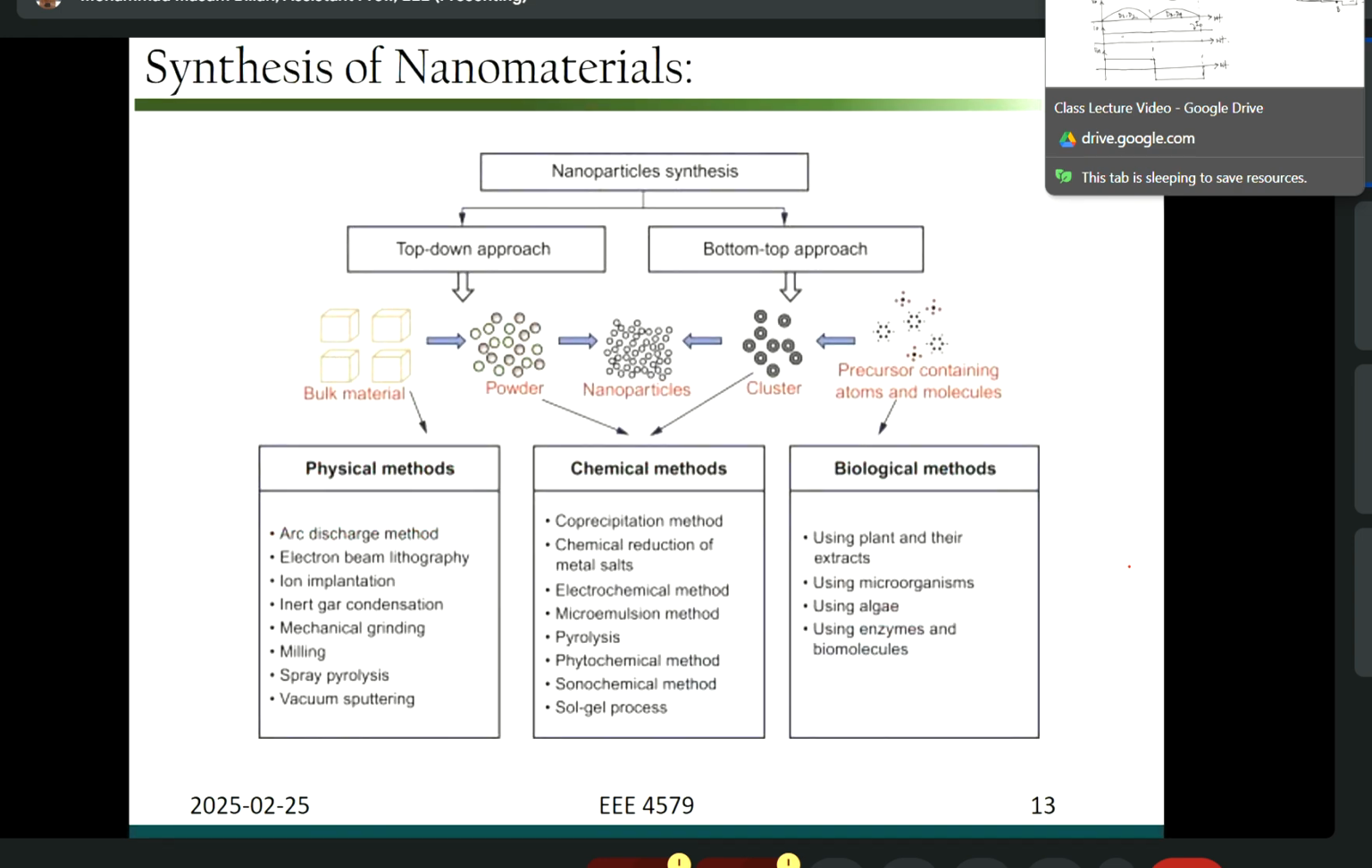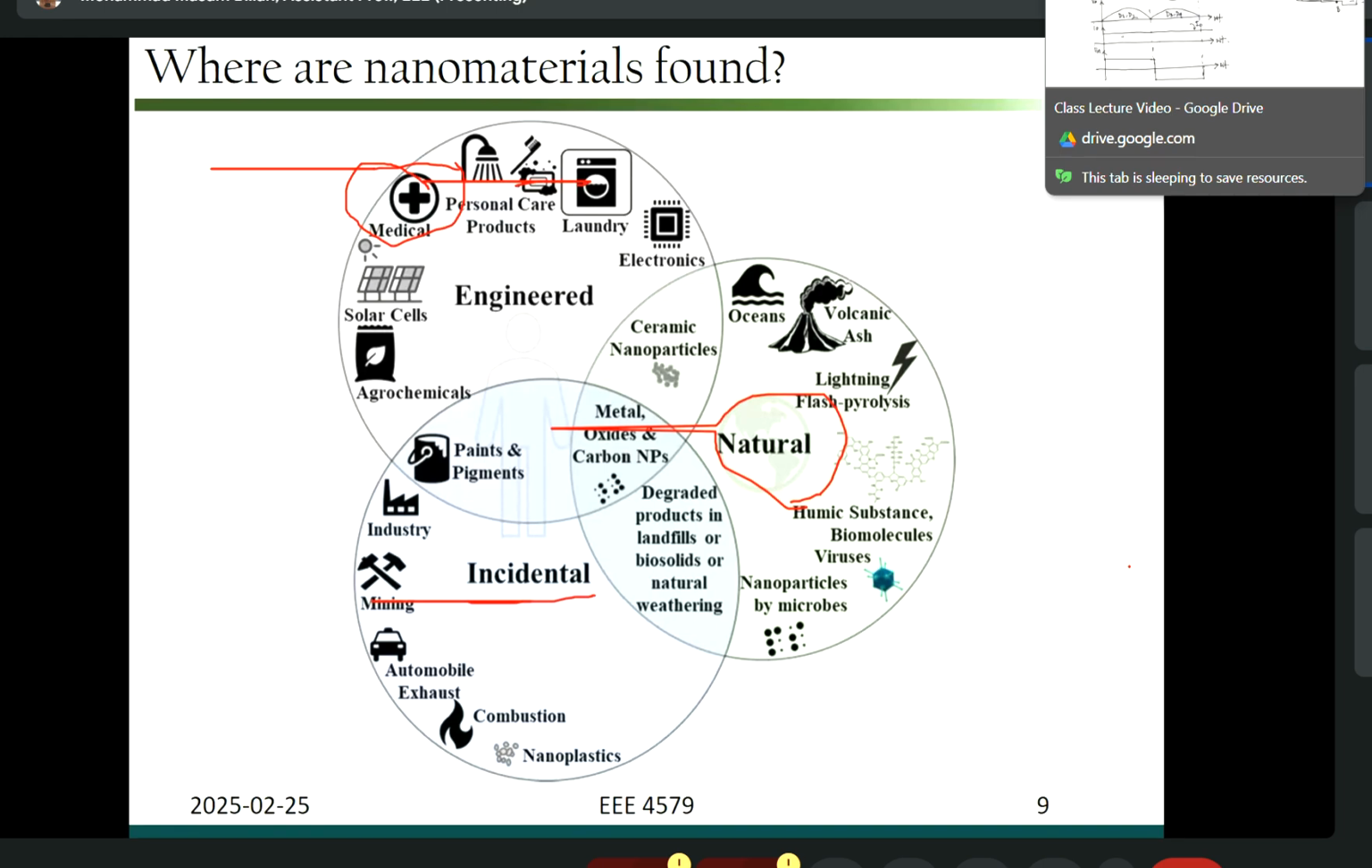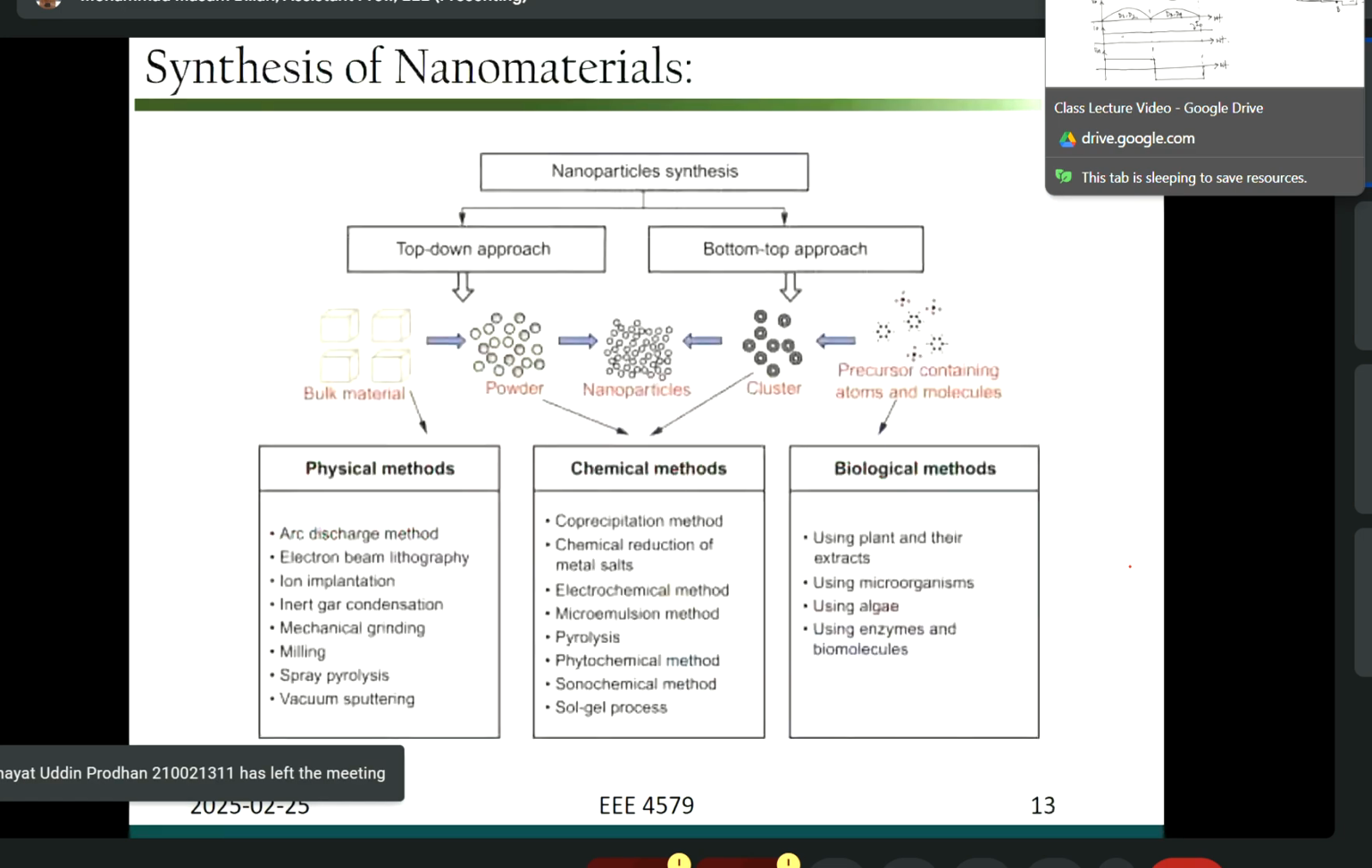So how can we get the nanomaterials within the laboratory? Here we studied that a majority portion of the nanomaterials are from the laboratory. Those are engineered by the scientists or engineers. They produce them within the laboratory. So how? There are two approaches. One is called top down, and another one is bottom up. Top down means you have a very big material, bulk material, and you make it powder.